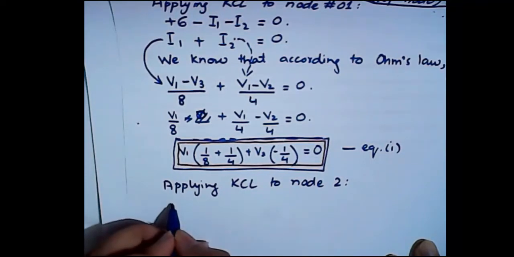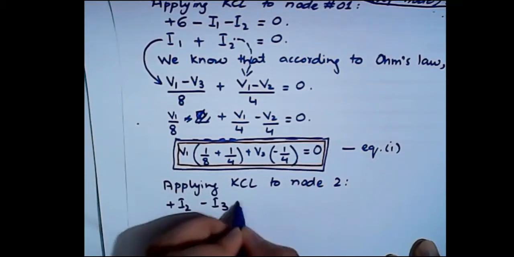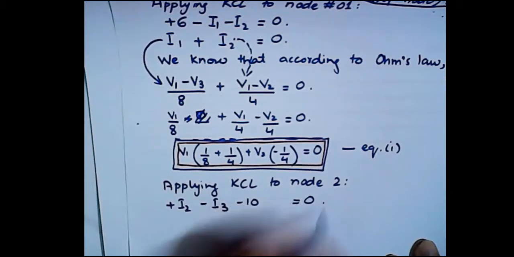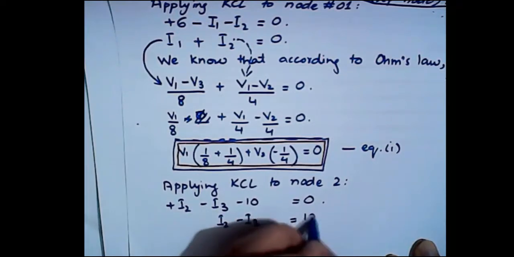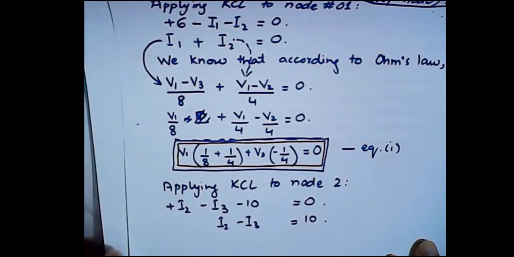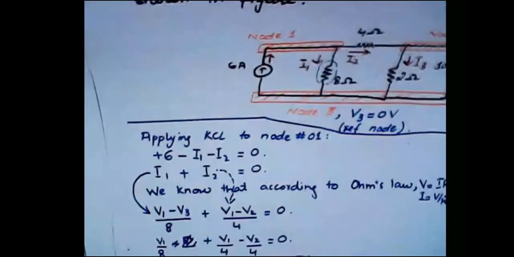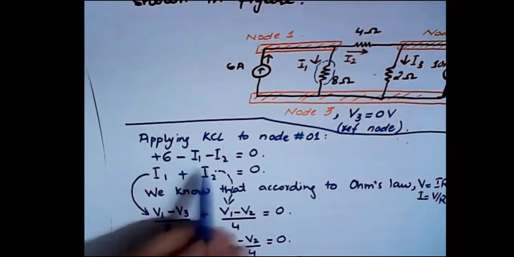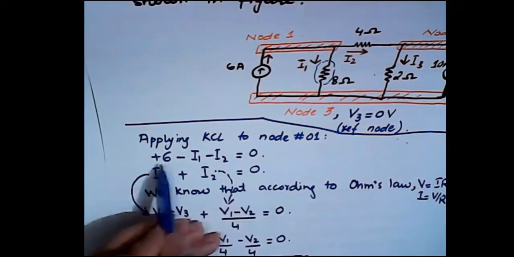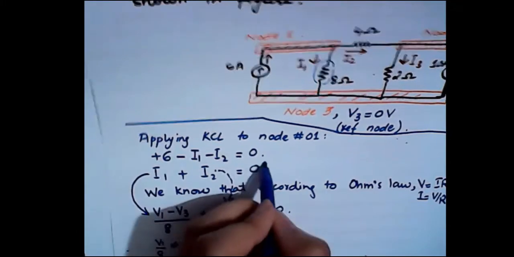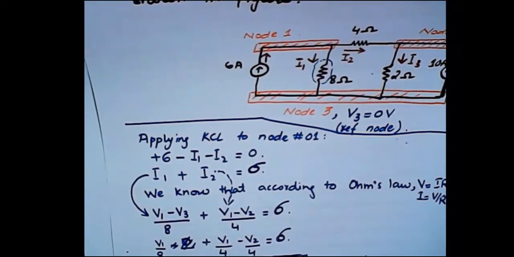That will be plus I2 minus I3 minus 10 is equal to 0, or you can write it as I2 minus I3 is equal to 10. Any confusion? Okay, one thing that I have just noticed, that when we were solving this question, I1 plus I2 will not be equal to 0, because since there was 6, it will be equal to 6, which means the value of constant will be 6 in all the places, right?